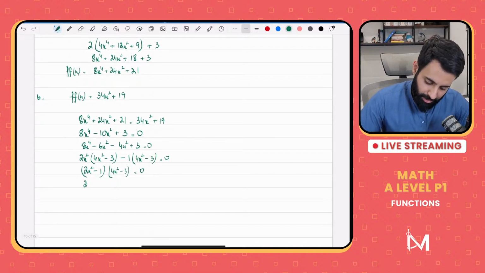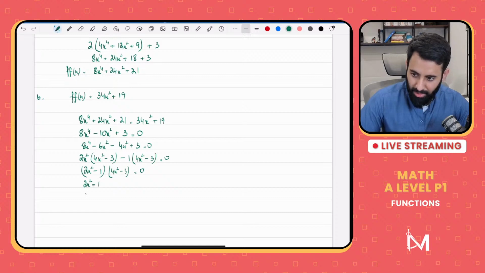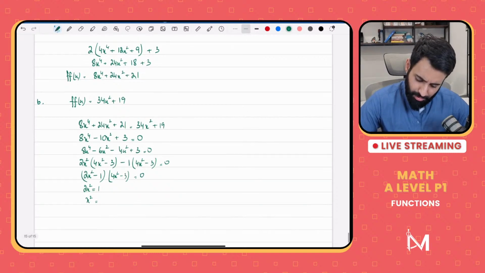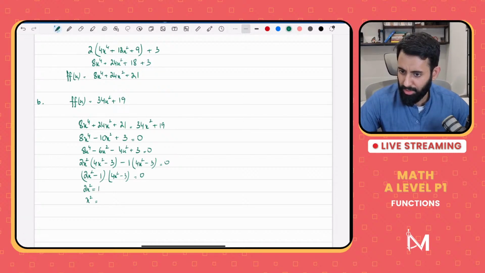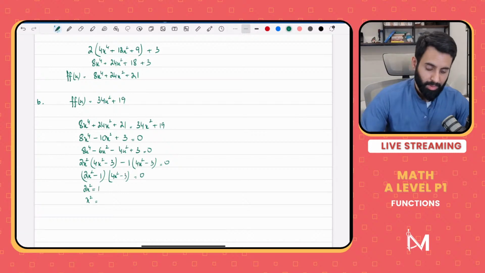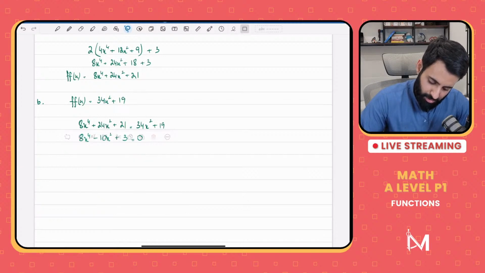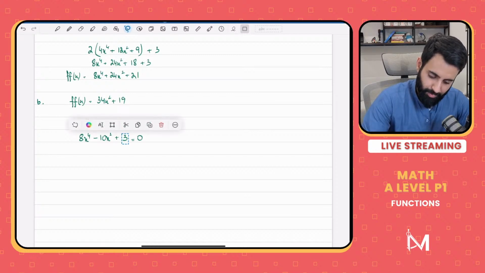Let's solve it one by one. 2x squared is equal to 1, which means x squared is equal to, no, wait a minute. I think I've made a calculation error somewhere. Just a second, let me check. 21 minus 19 is 2. That's not 3. Okay, 21 minus 19 is 2. It's not 3, so we have to do that again. 21. Yep, that's 2. How silly.